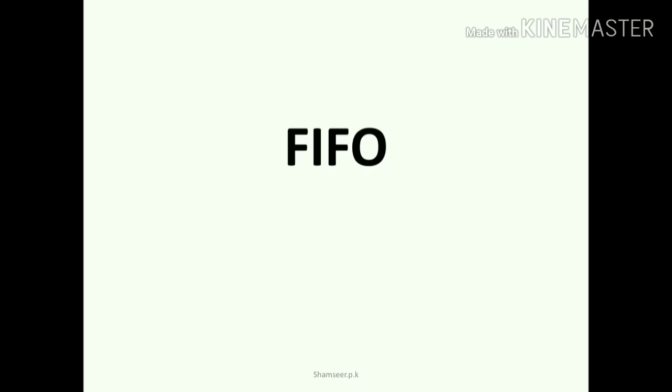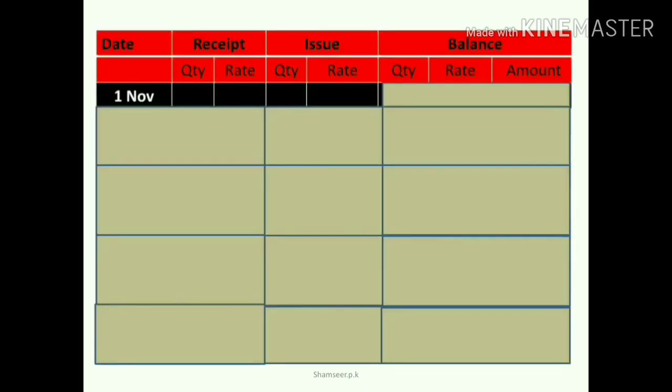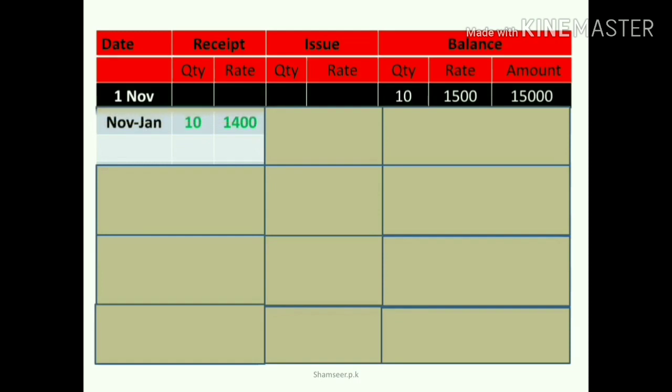FIFO means first in, first out. So this is the format, a simple format: date, receipt, issue, balance. On 1st November, how much is our opening inventory? They had 10 units at the rate of 1500. So the total amount is just multiplied. Then during the first quarter, November to January, they bought an extra 10 units at the rate of 1400.